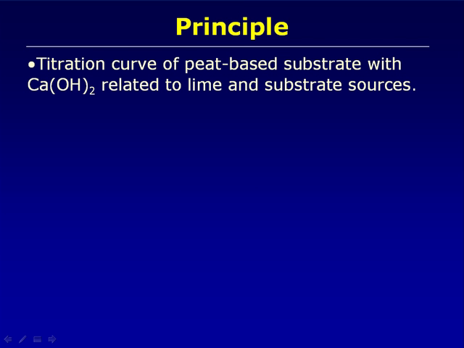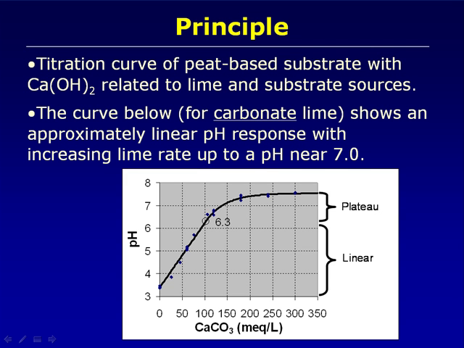The principle behind this protocol is to develop a titration curve using calcium hydroxide. If we look at this graph below, we can see that as we add more and more calcium carbonate to a growing medium, we get an increasing pH in a more or less linear phase, followed by a diminishing returns or plateau phase. As pH increases in the substrate, the lime reaction rate decreases.